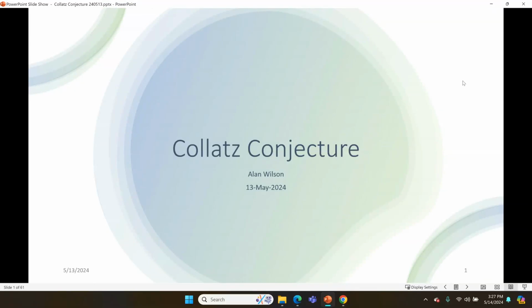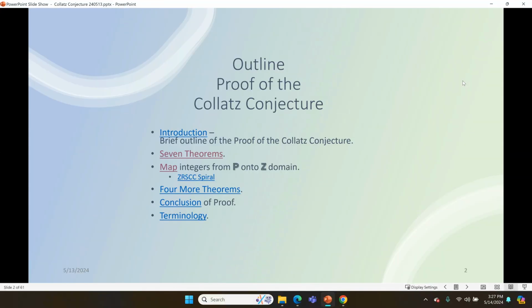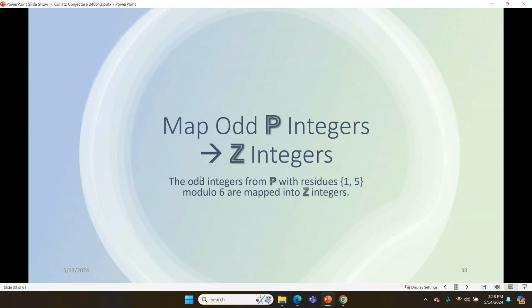Well, hello again. This is presentation number 3 in a series on the subject of the Collatz conjecture. Previously, in the first section, we talked about the introduction to describe the Collatz conjecture and outline the proof that we're presenting here. The second section was about 7 theorems that describe the structure of the tree for the Collatz conjecture. And this is a section that maps the odd integers in P onto the signed integers in the Z domain, and it introduces the spiral structure for the tree for the Collatz conjecture.